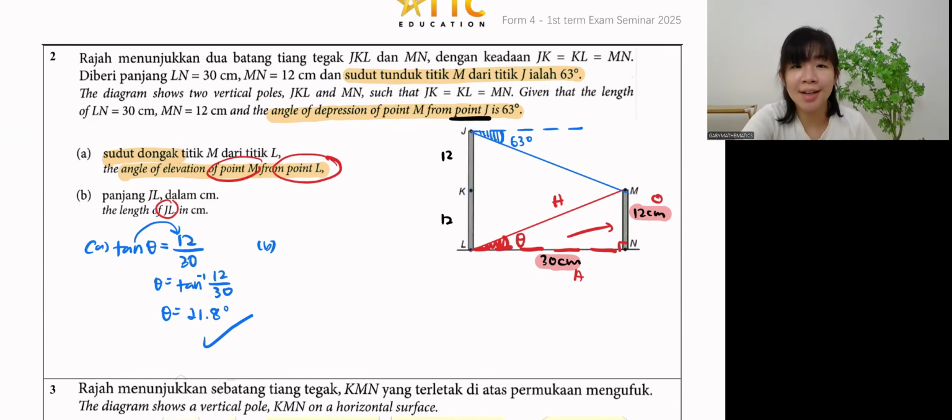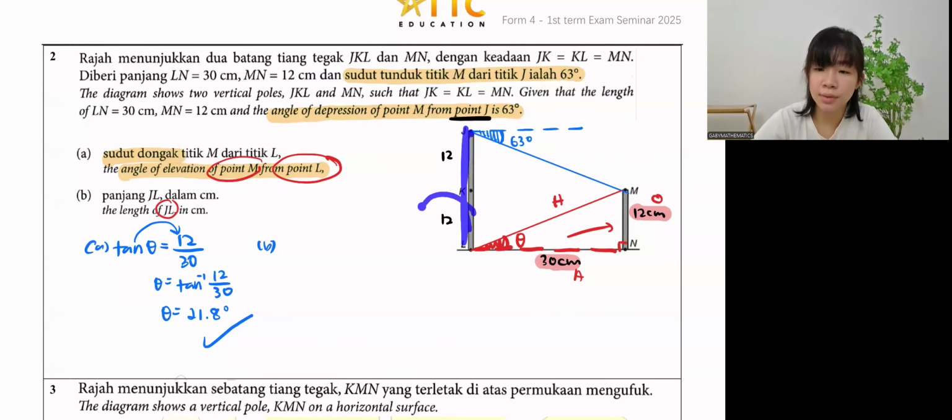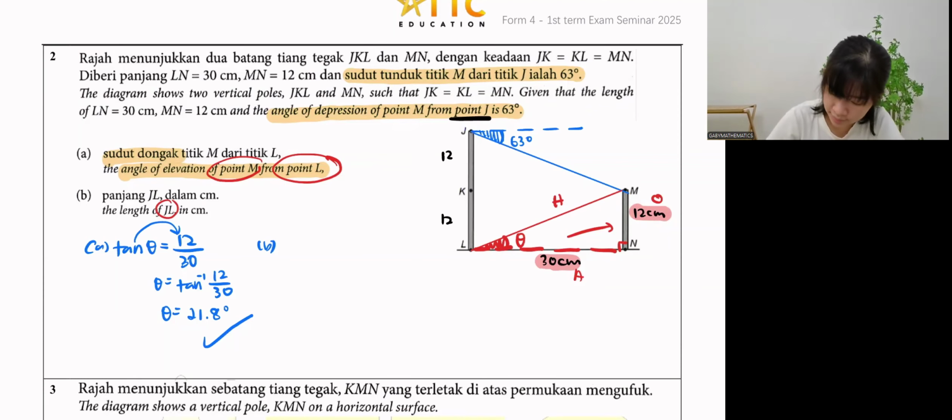Means you got the answer already. So easy, this question. Okay, so question B, they ask JL, means this one. So 12 and 12. 12 times 2, so it is 24 cm.